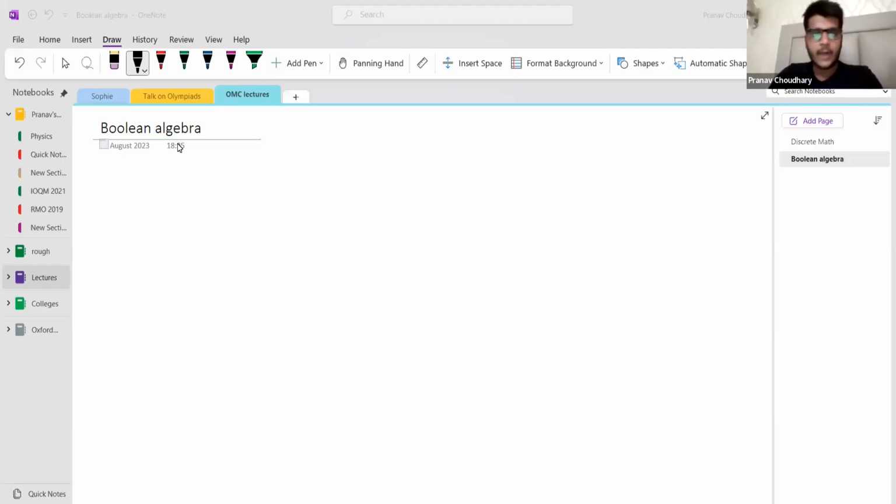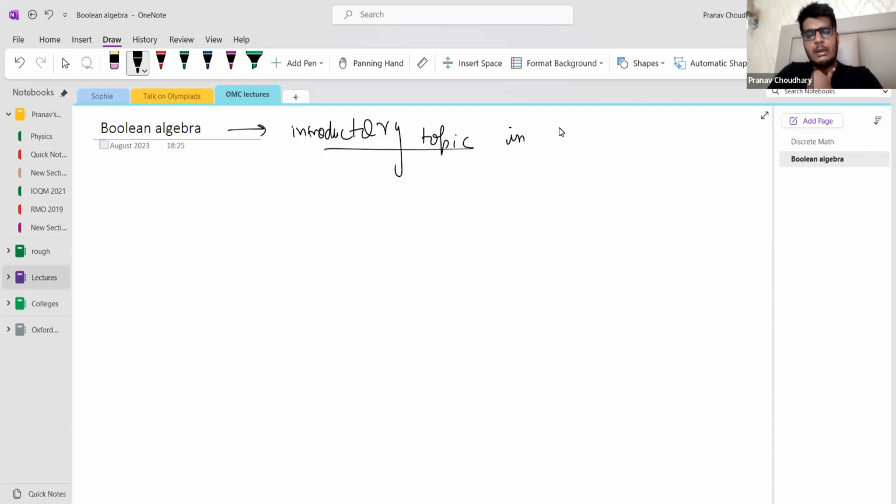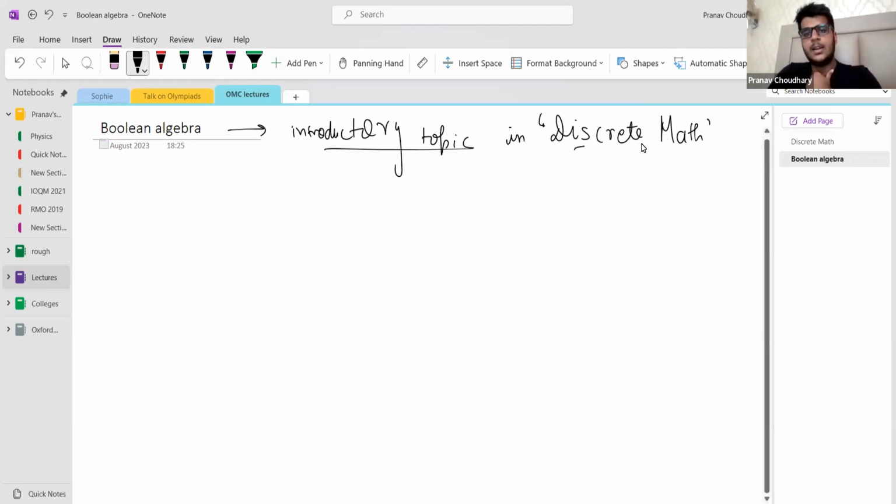Hi everyone, I'm Pranav, and today we'll be talking about Boolean algebra. This is basically an introductory topic in discrete math, maybe not specifically discrete math, but this is where I encountered it, when I was doing reading group in discrete math. So I'll just go with that.